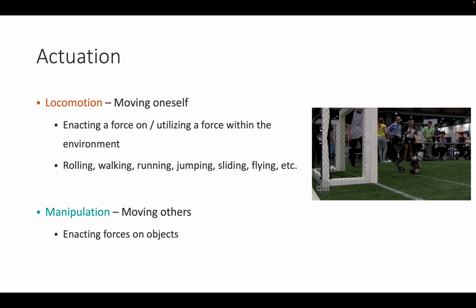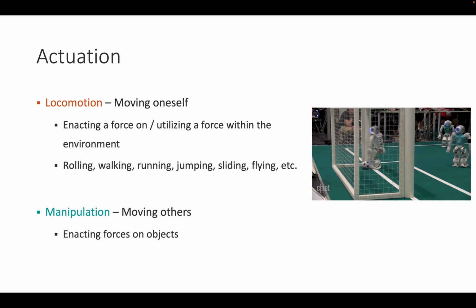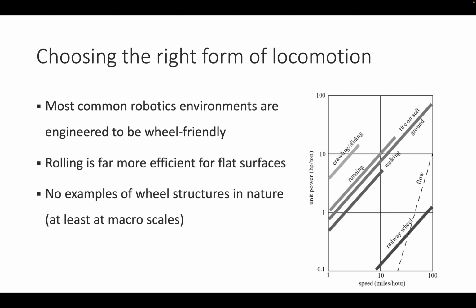There are many, many different ways to do locomotion. There's rolling, walking, running, jumping, sliding, flying, you name it. In practice, we are mostly concerned with rolling. And the reason for this is because rolling is extremely energy efficient. So when you look at the speed that you can get versus the unit power that you have to put in, using a railway wheel is actually the most energy efficient. So I have very little energy that I need, and I can get very high speed.